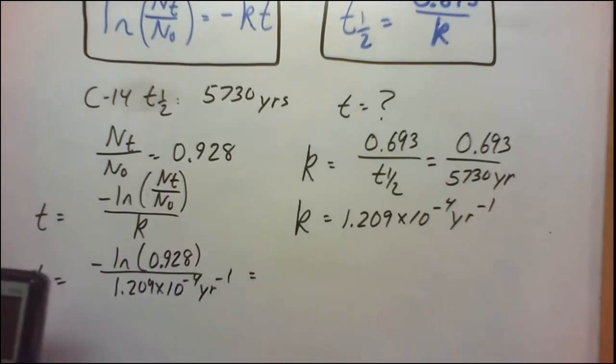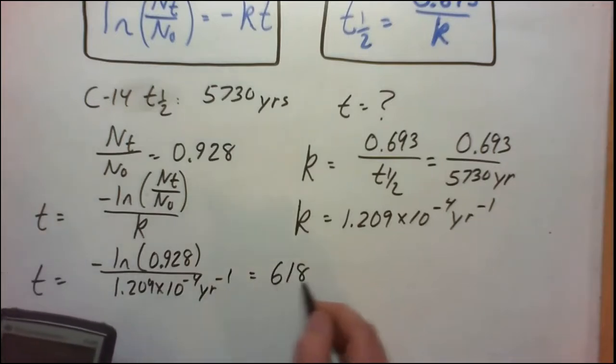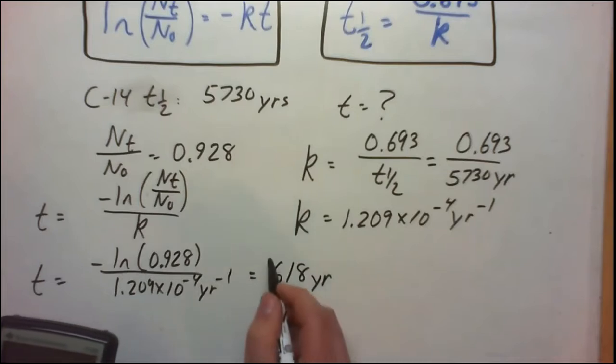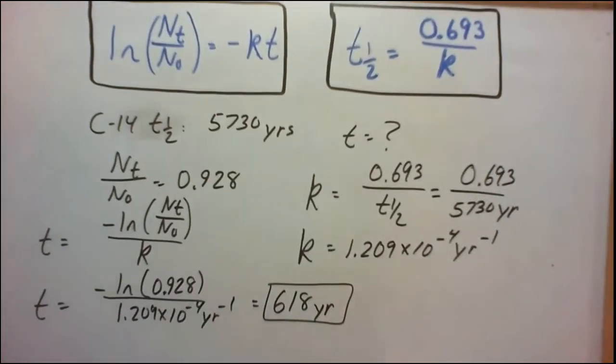And it gives us a value of negative natural log of 0.928 divided by 1.209 times 10 to the minus 4, which is approximately 618, and the units would be years. So if this measurement and these estimations are correct, then this would indicate that the Shroud of Turin is only about 600 years old. And if that's true, then it couldn't possibly be the burial cloth of Christ, who lived about 2,000 years ago.